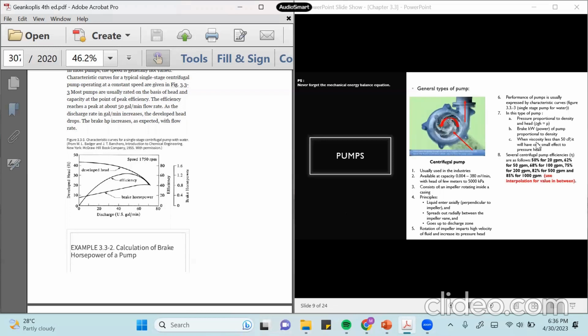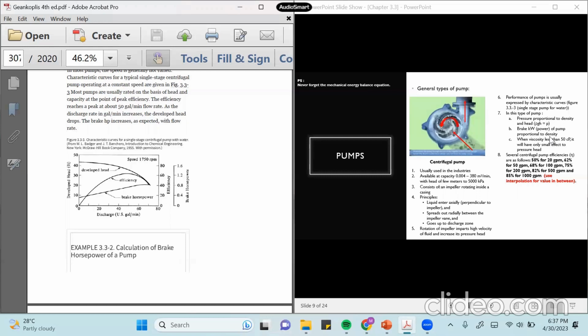For number 7, in this type of pump, the pressure is proportional to the density and head, since density times gravity times height equals P. So I can say that pressure is proportional to density and head, rho and H. Now, brake power of the pump is proportional to the density. The higher the density is, the higher the brake power we need as well.